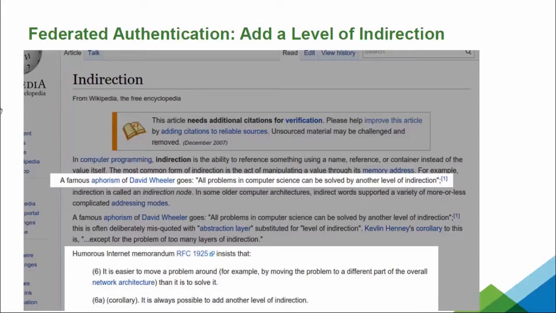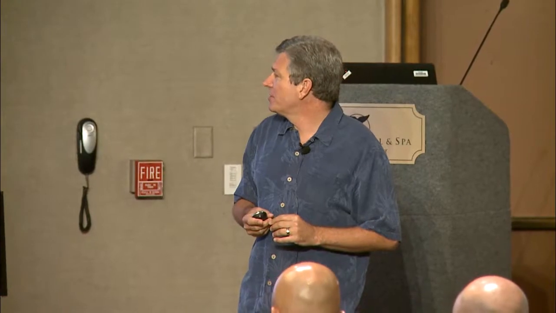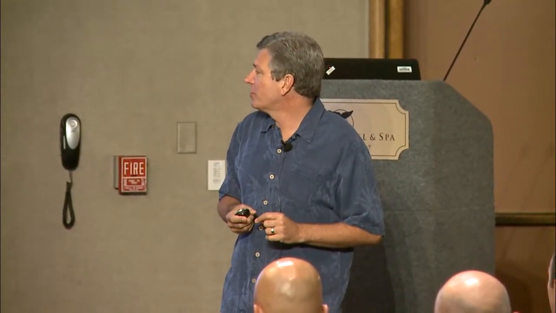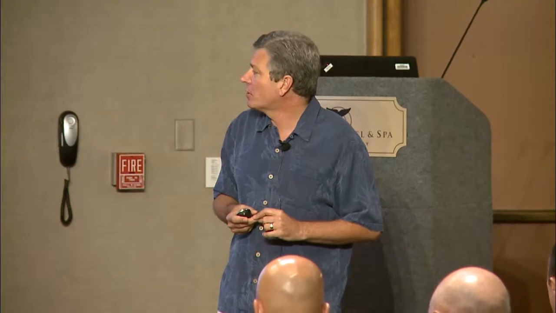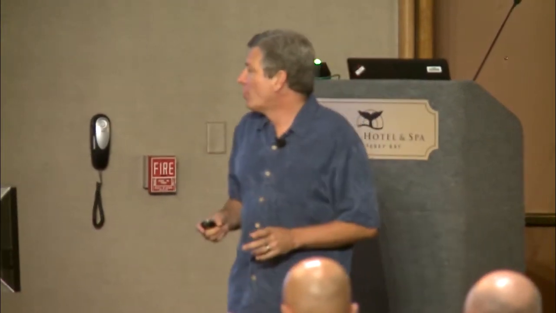There is something in the gray area there that says there's a corollary to this: any problem can be solved by a level of indirection except for the problem of too many layers of indirection. Yeah, that could be a problem. There is some further parts of it that says it's easier to move a problem around, for example, by moving the problem to a different part of the overall network architecture than it is to solve it. So it's easier to move a problem than it is to solve it. Therefore, it's always possible to add another level of indirection. So that's what we're going to do to try to solve this authentication issue.